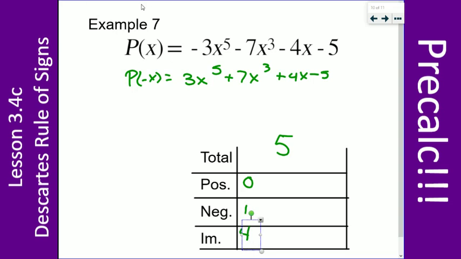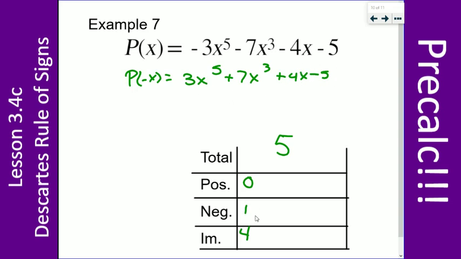If we take a look at this, we see that there are 5 total solutions because 5 is our largest exponent. Then if we count our sign changes for p of x, we see negative, negative, negative, negative. We don't change sign ever. So we have 0 positive real solutions, which means that all those positive numbers that you find for the rational root theorem, you could throw all those out. You don't need any of them.